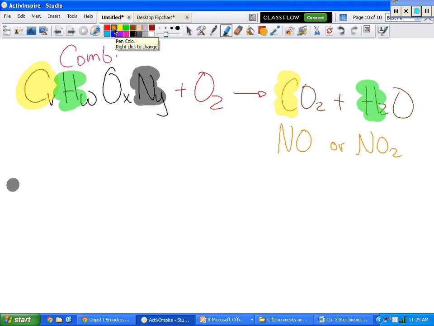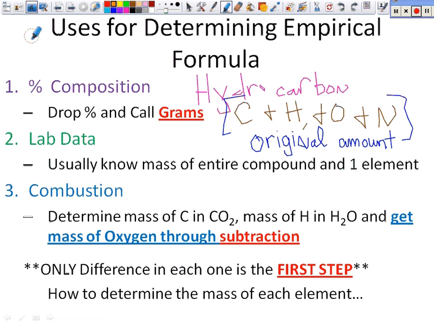Why is this difficult for oxygen? It's in multiple places, right? Over here, it's in carbon dioxide, and it's also in water. So let's take this simple step first. Let me just roll through this, because it's already listed in there. Determine the mass of carbon in CO2, determine the mass of hydrogen in water, and get the mass of oxygen through subtraction. Yes, ma'am. You got a question? Okay. All right. The only difference is in the first step. So we'll talk about this, we'll get back to that in just a second.